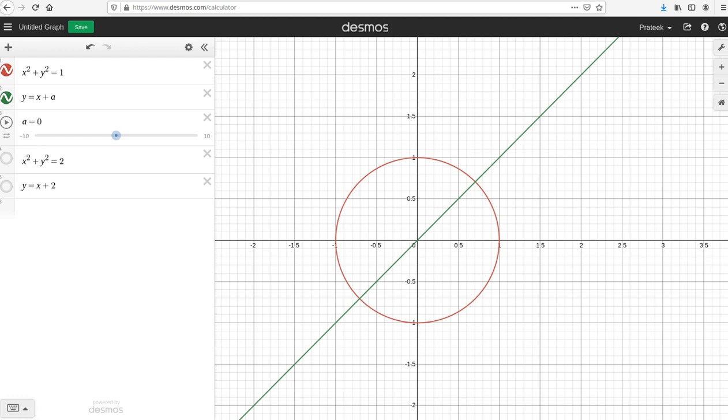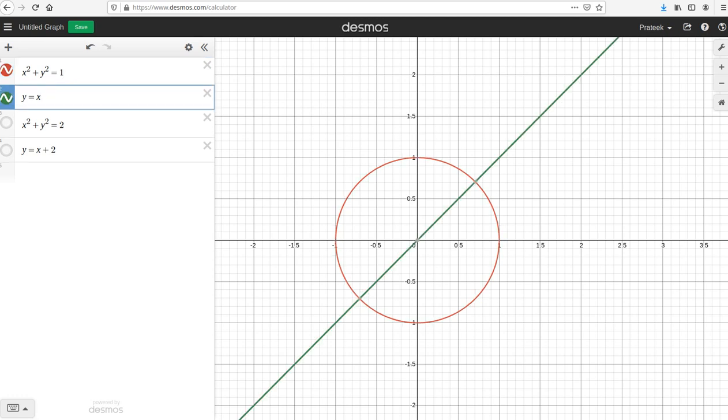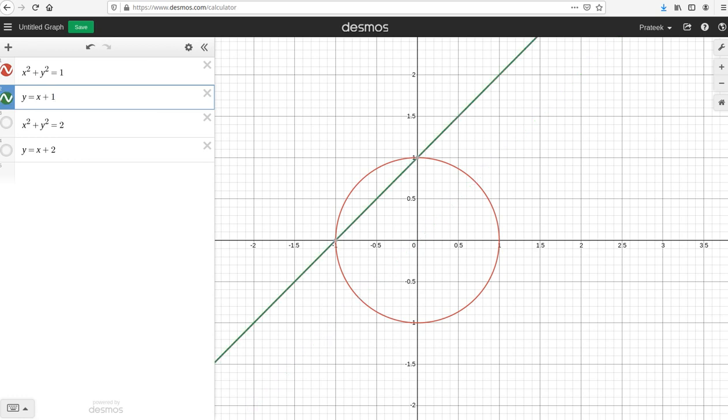So here, for example, I have x squared plus y squared equals 1. And let's say I have a line y equals x. Now what I notice is there are two solutions right here, right? Now let's say I want to change the values of what I add. If I add 1, I still have two solutions. But if I add 2, now I don't have any more solutions, right?